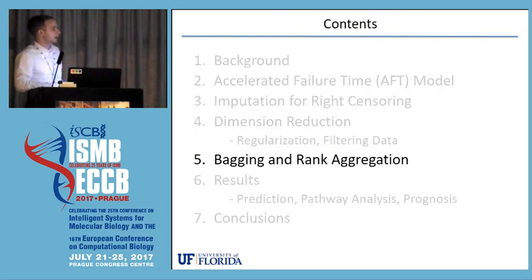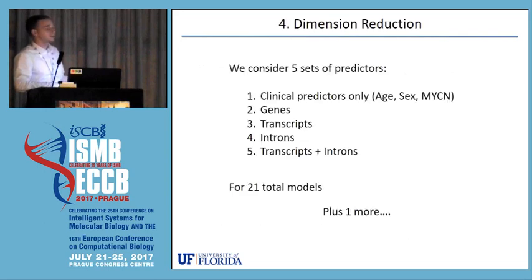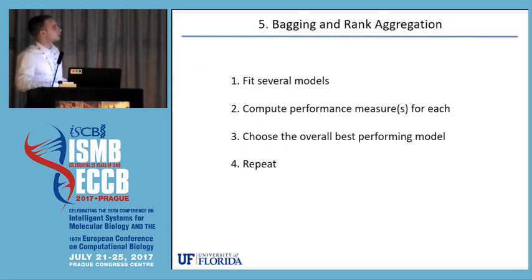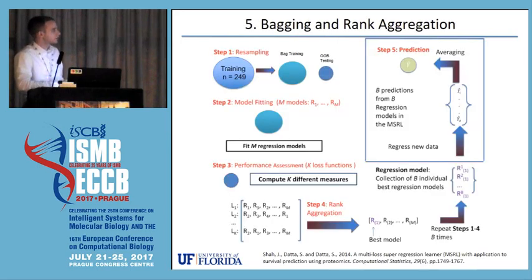And then we also did the bagging. So for each of these 17 different models, we perform bagging. So what is bagging? The general idea is you just fit several models, you compute performance measures for each one, you choose the best overall performing model, and you keep that one, and then you just repeat. And the resampling that we use is bootstrap sampling.